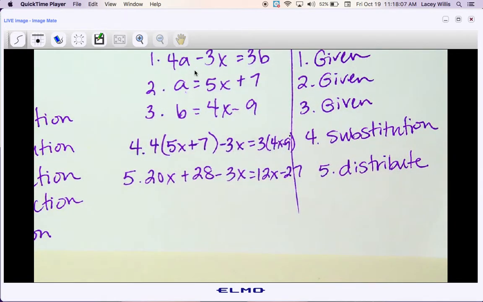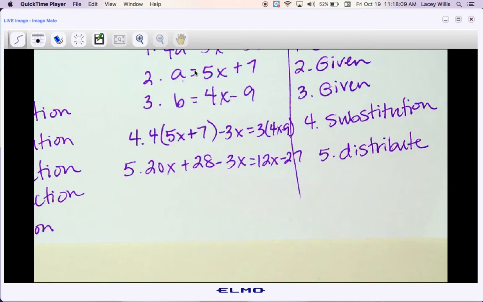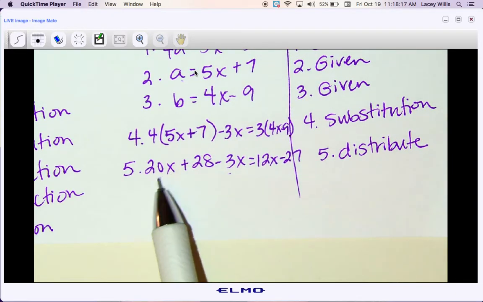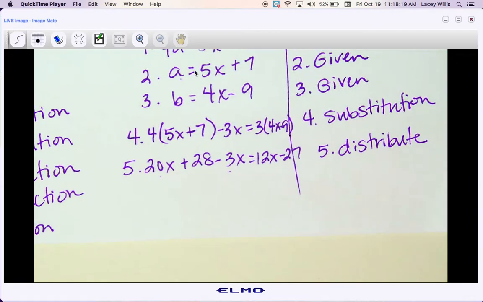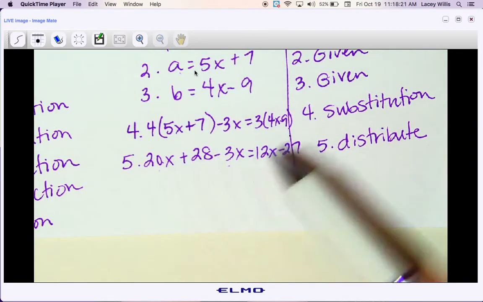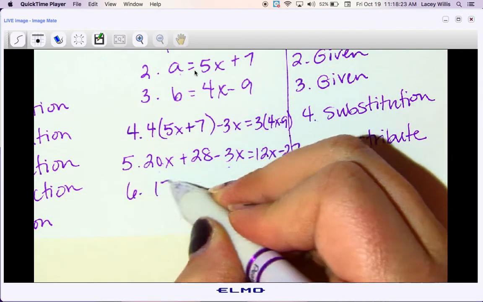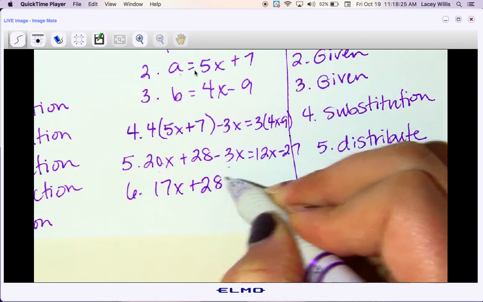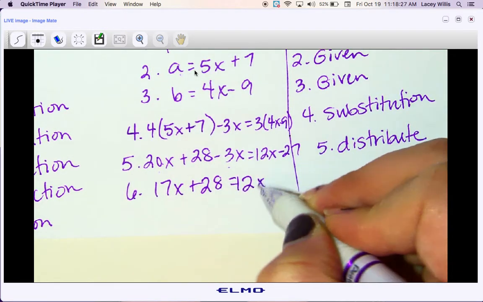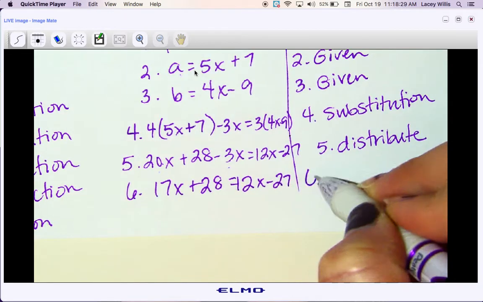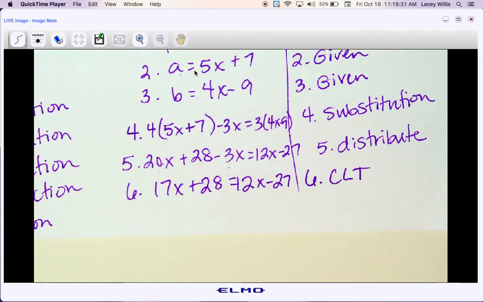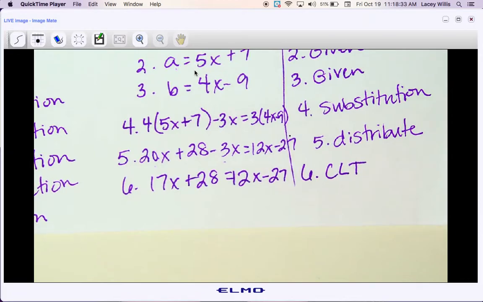Okay, this step we haven't done before, so I want you to watch. Like terms. Yes, because there are variables on the same side, we're not actually subtracting that from here. Subtraction property means you're moving to the other side. We're on the same side, so we're combining like terms. So 17x plus 28 equals 12x minus 27. So that's when combining like terms happens. Okay, I think you could probably finish that by yourself.